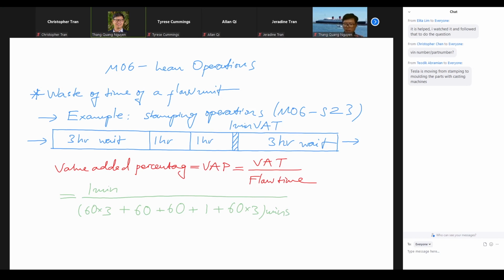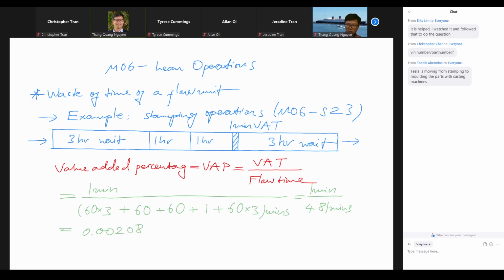So just imagine, we take 1 minute divided by 481 minutes, right? 8 hours is about 480 minutes, but then we still have the 1 minute of value added time. So we add everything up, we have 481 minutes, right? So the answer here is the following: it is a very small number, if you can imagine, right? Because we take 1 divided by 481. So it is 0.00208.